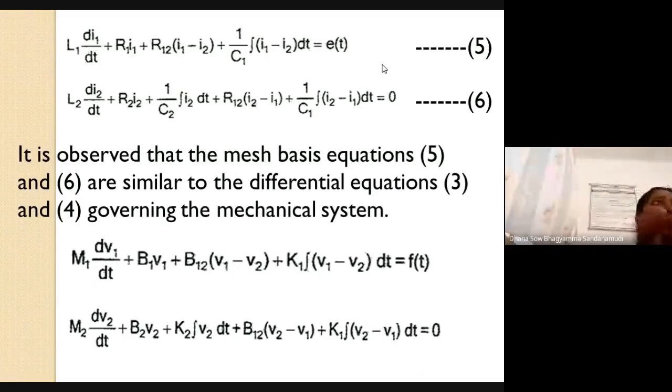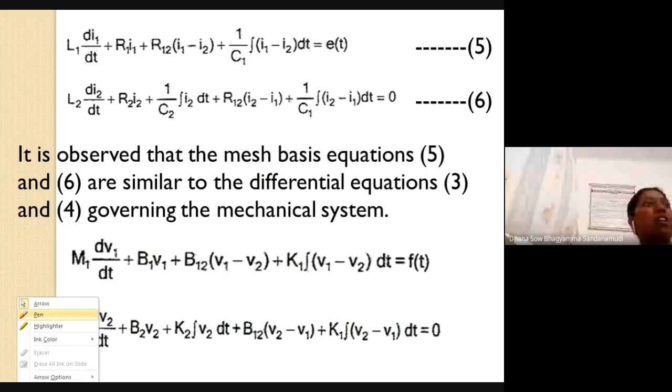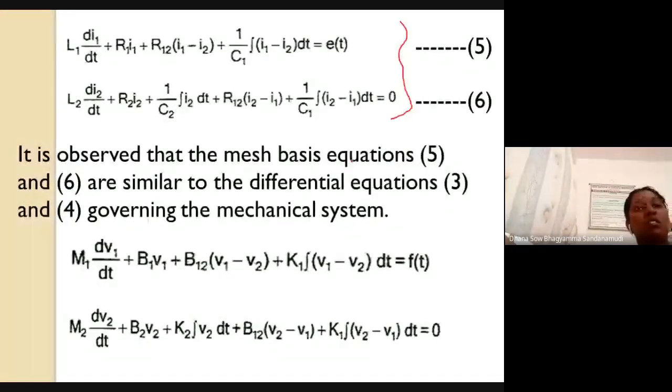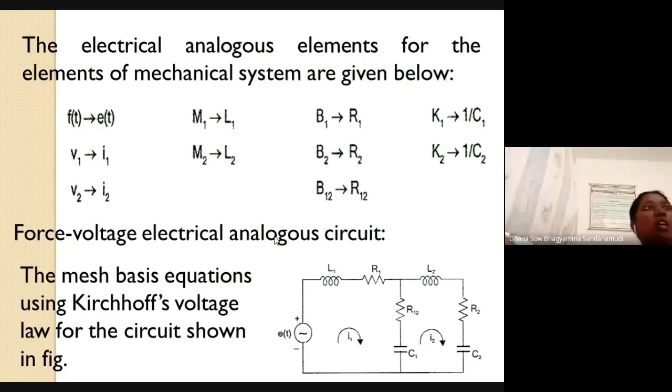Similarly, for loop 2, the source voltage in loop 2 is 0. So L2 di2 by dt plus R2 I2 plus 1 by C2 integral of I2 dt plus R12 (I2 minus I1) plus 1 by C1 integral of (I2 minus I1) dt equals 0. Do you want me to write these equations? Kirchhoff's voltage law and current law you already know, so you know how to write these equations in your basic electrical systems. We have already learned this. Now you already have some equations here.